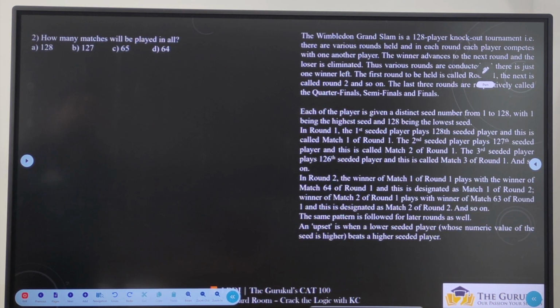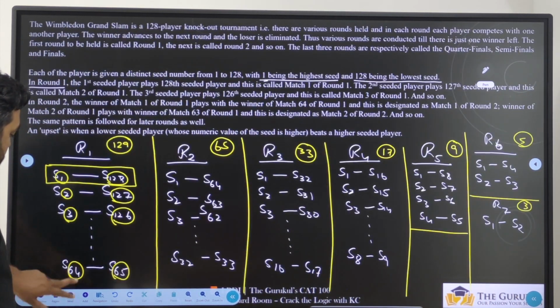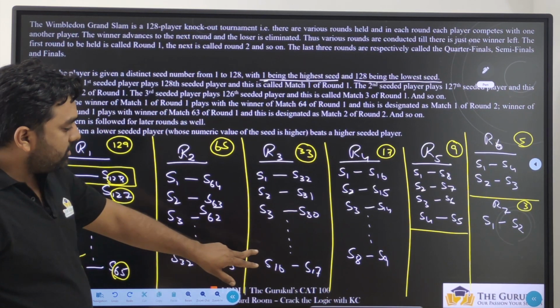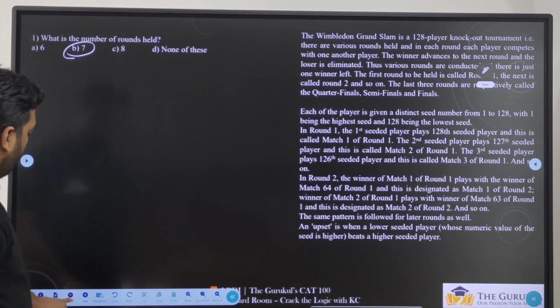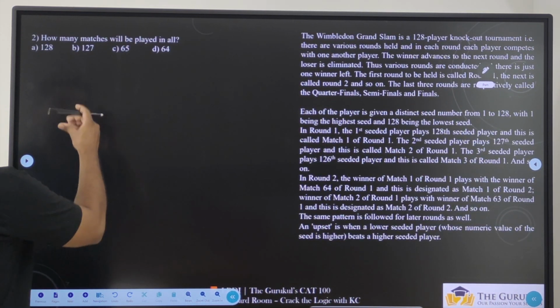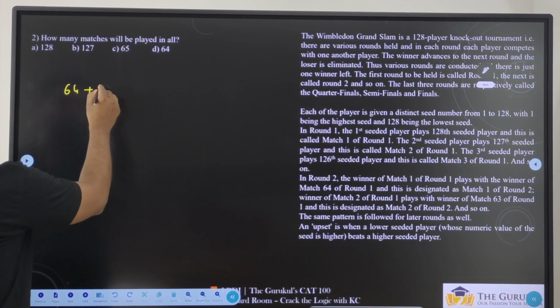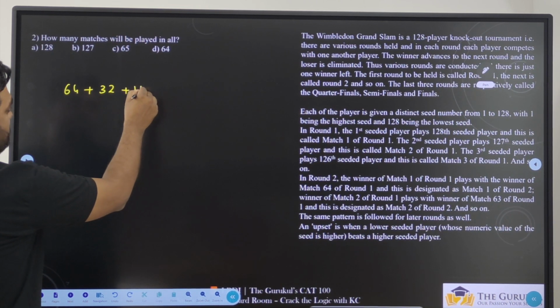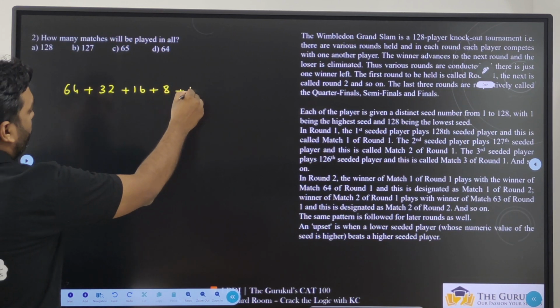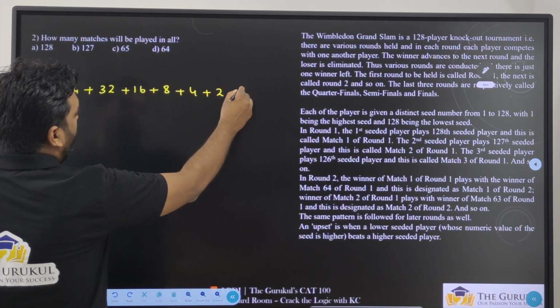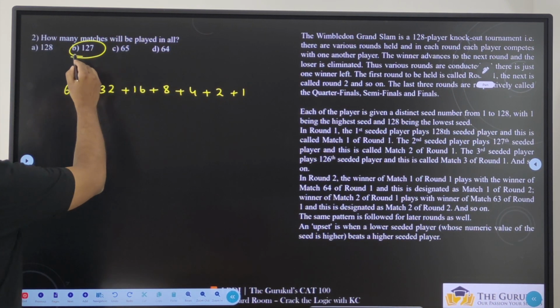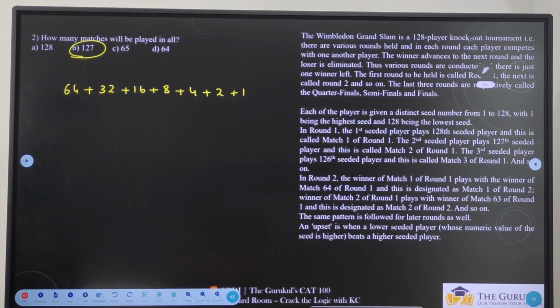How many matches will be played in all? So overall there are 64 matches here, then 32 matches, 16, 8, 4, 2, 1. So that will be equal to 64 in round 1, 32, 16, 8, 4, 2 and 1. Total 127 matches are done.